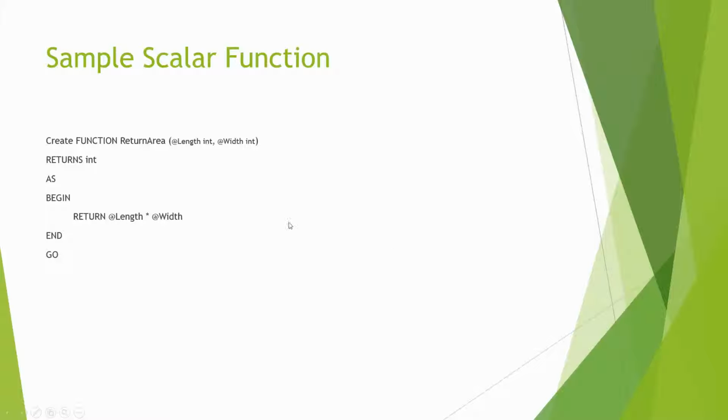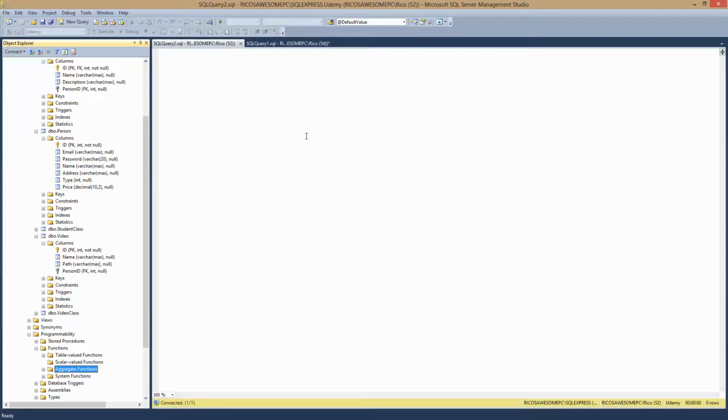This is a very basic scalar function, okay? In this function, we're creating a function, and the function name is going to be called return area. We're going to pass it two values, length and width, and we're going to return something of type integer. And then all we're going to do is come into the function and return length times width. Sounds very simple, right? It is. And that's what functions do well. They do simple very well.